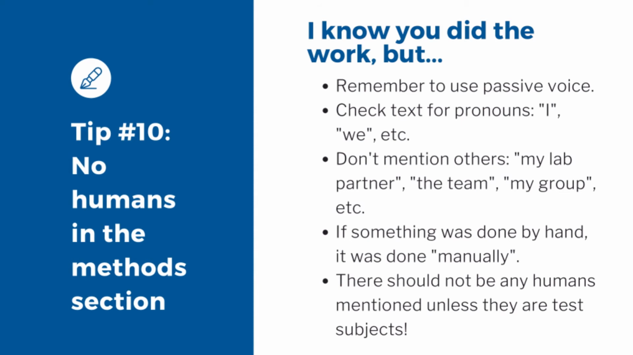If it is important to specify that something was done by hand rather than by a machine, for instance, if you tightened a bolt with a wrench instead of an air-powered tool, state that the action was done manually. Instead of saying, I tightened the bolt by hand, say, the bolt was tightened manually. Generally speaking, you should not mention any humans in the methods and materials section unless you are performing an experiment on them.